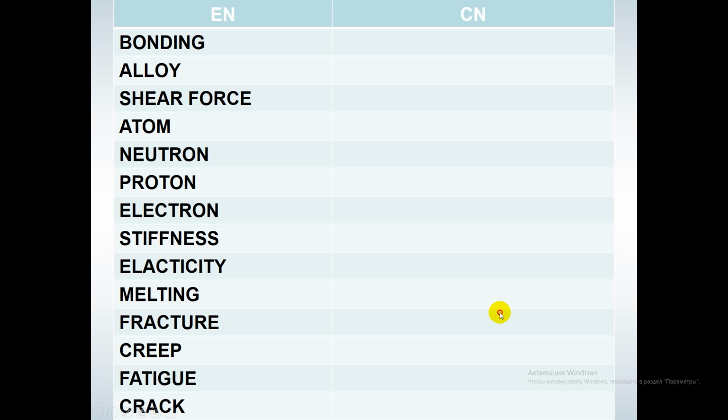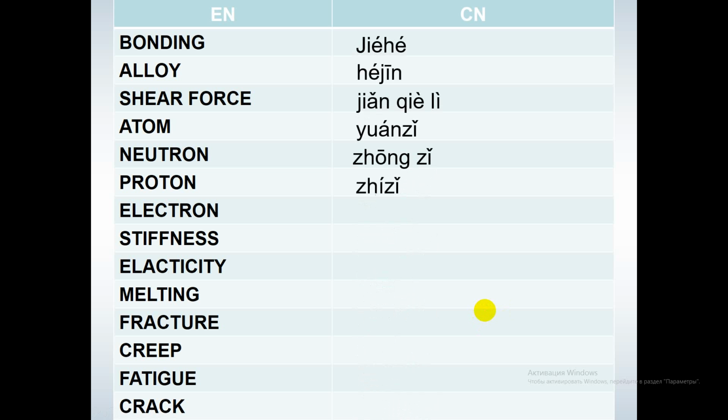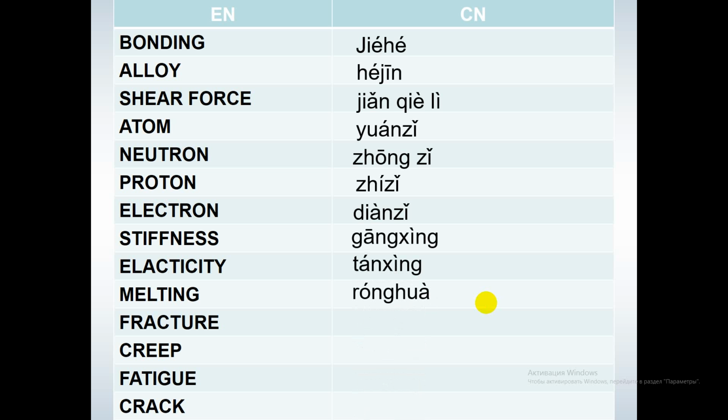bonding, alloy, shear force, atom, neutron, proton, electron, stiffness, elasticity, melting, fracture, creep, fatigue, crack.